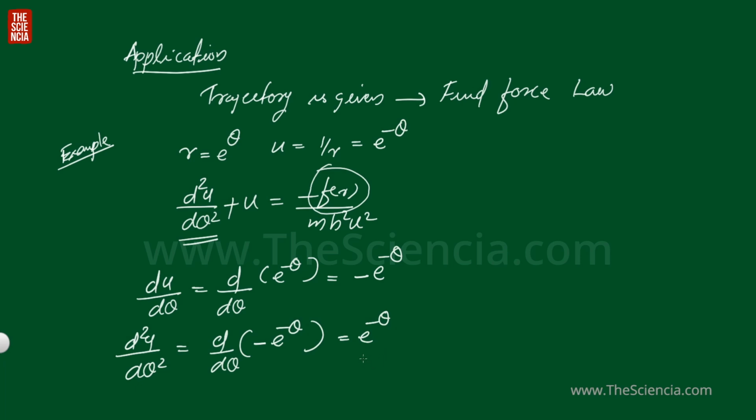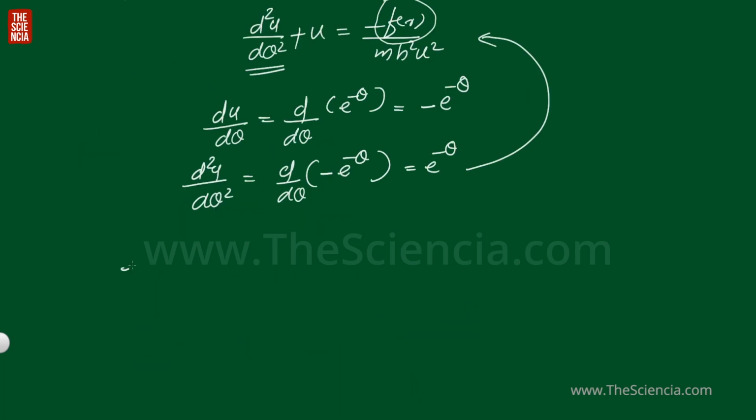Now we can substitute these values in this equation. So we get e raised to minus theta plus e raised to minus theta equal to minus f of r by m h square u square, where we know u is equal to e raised to minus theta. So u square will be e raised to minus 2 theta. Now I am going to rearrange this equation.